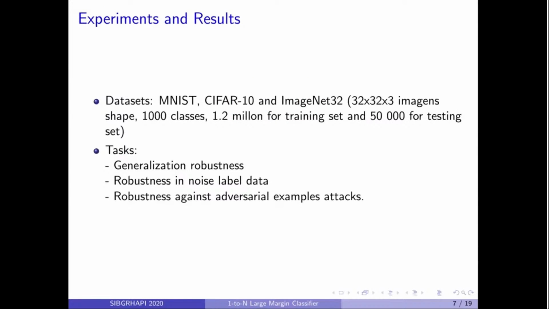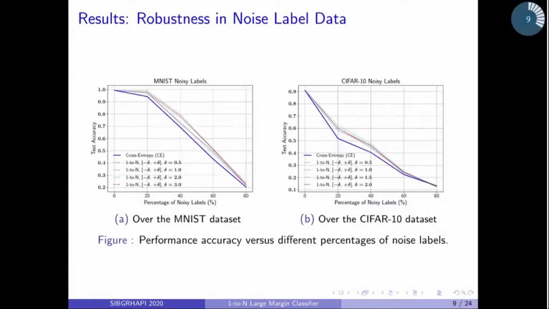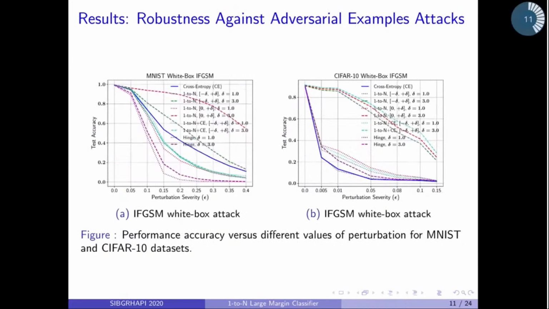We perform experiments over the MNIST, CIFAR10, and ImageNet Cherry2 datasets, showing that our approach has better generalization and noise label robustness than the cross-entropy, showing improvements in the following tasks: generalization robustness, robustness in noise label data, and robustness against adversarial examples attacks.